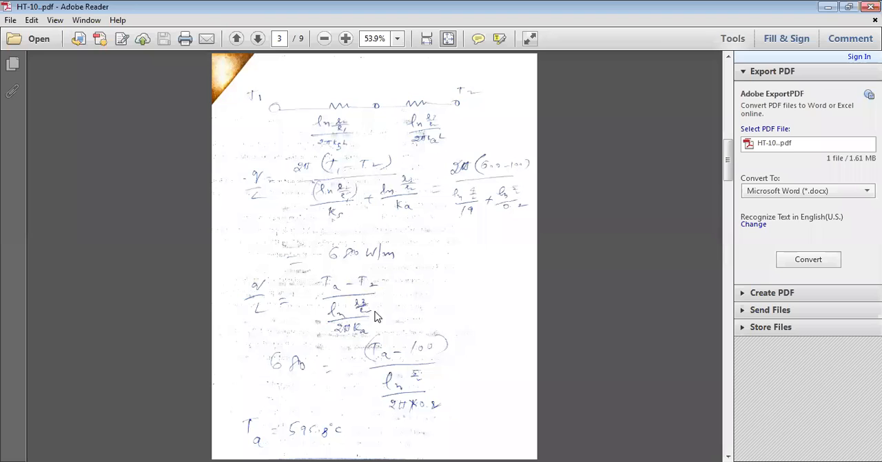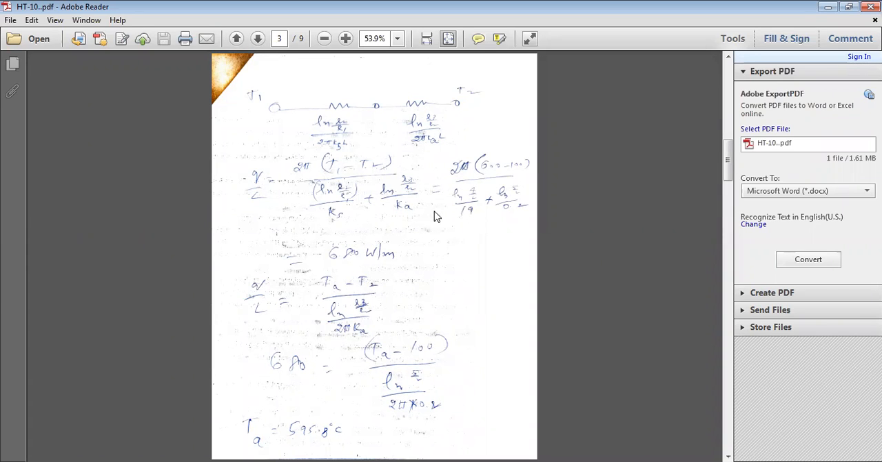Ln R3 by R2 divided by, so 2 pi. You can take 2 pi also: 2 pi into TA minus T2 divided by Ln R3 by R2 divided by Ka. But just now you have calculated 680 watt per meter. That's why Q by L, substitute that value here. 680 is equal to 2 pi into TA, the interface temperature from the stainless steel to asbestos, minus T2, the outside temperature 100, divided by this one.